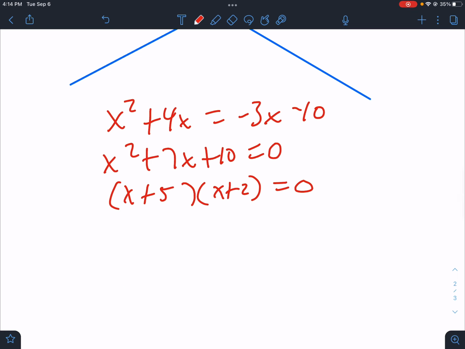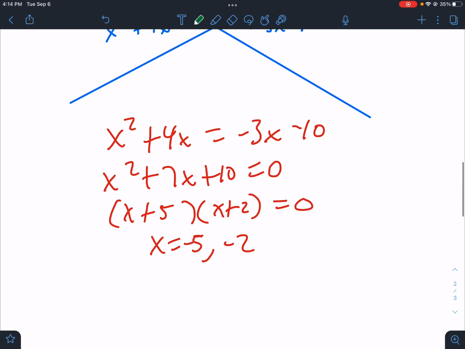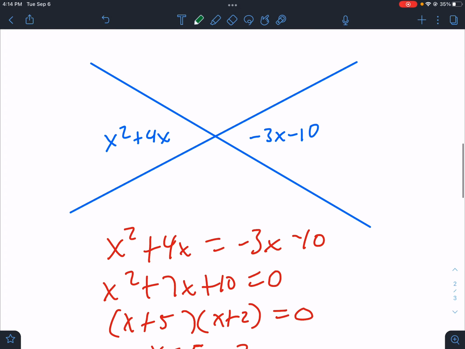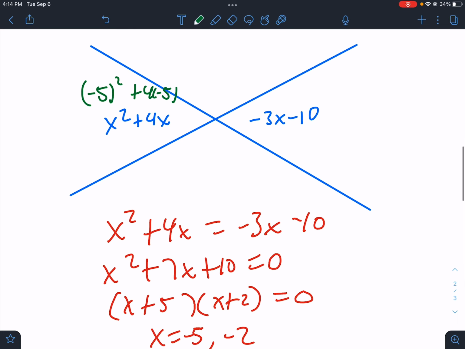Set them equal to 0. How do you undo plus 5? It would be negative 5. How do you undo plus 2? It would be negative 2. So my options are negative 5 and negative 2. Plug it in. Negative 5 squared plus 4 times negative 5. That's 25. 25 minus 20. That'd be 5 degrees.